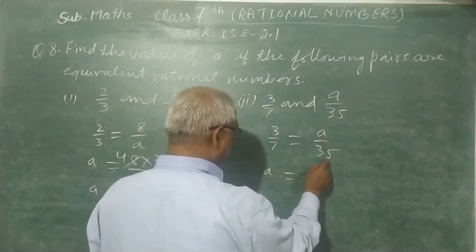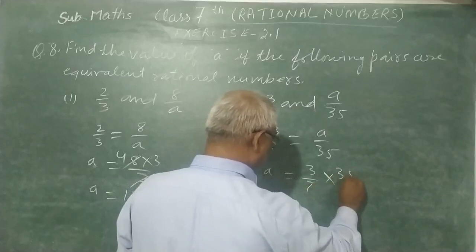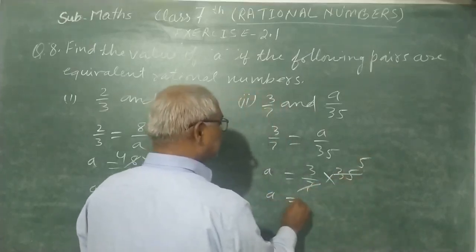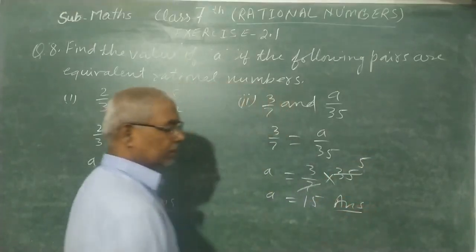Similarly, 3 upon 7 is equal to A upon 35. So A is equal to, इसकी मल्टीप्लाई इधर हो जाएगी, 3 by 7 into 35. So 7 times 5 is 35. So it is equal to 3 times 5 is 15, your answer.